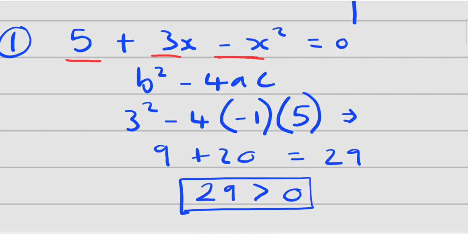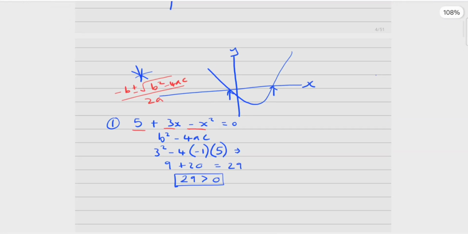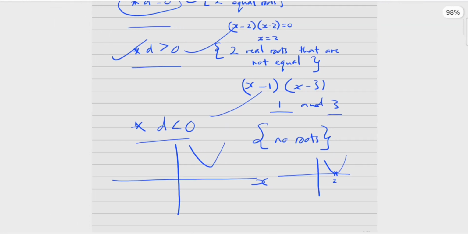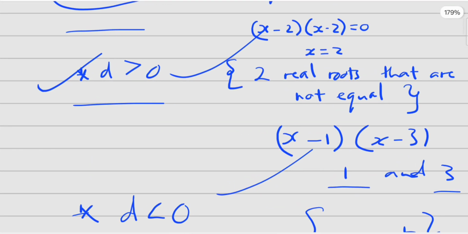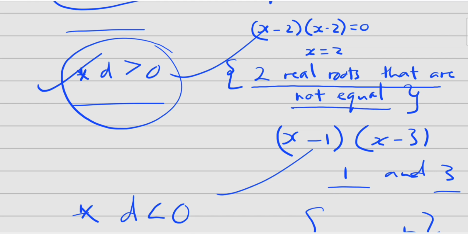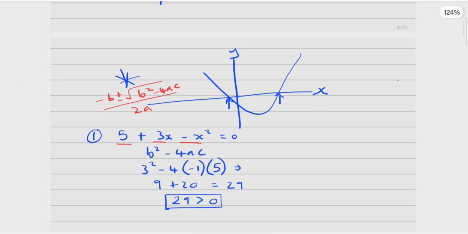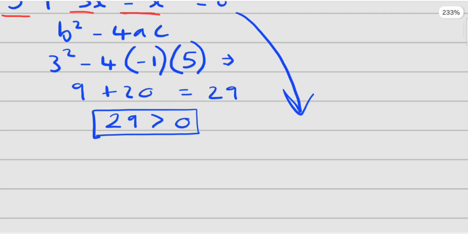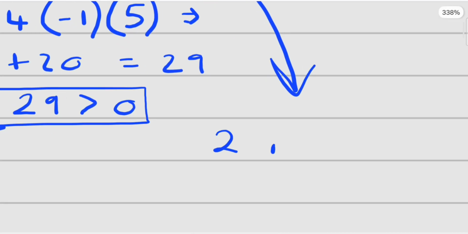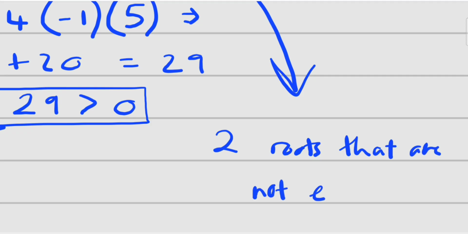So 9 plus 20 is obviously 29, and we can see that 29 is greater than 0, right? So now from what we've discussed here, if the discriminant is greater than 0, we have two roots that are not equal. Therefore we can conclude here that for this quadratic equation we have two roots that are not equal, right?